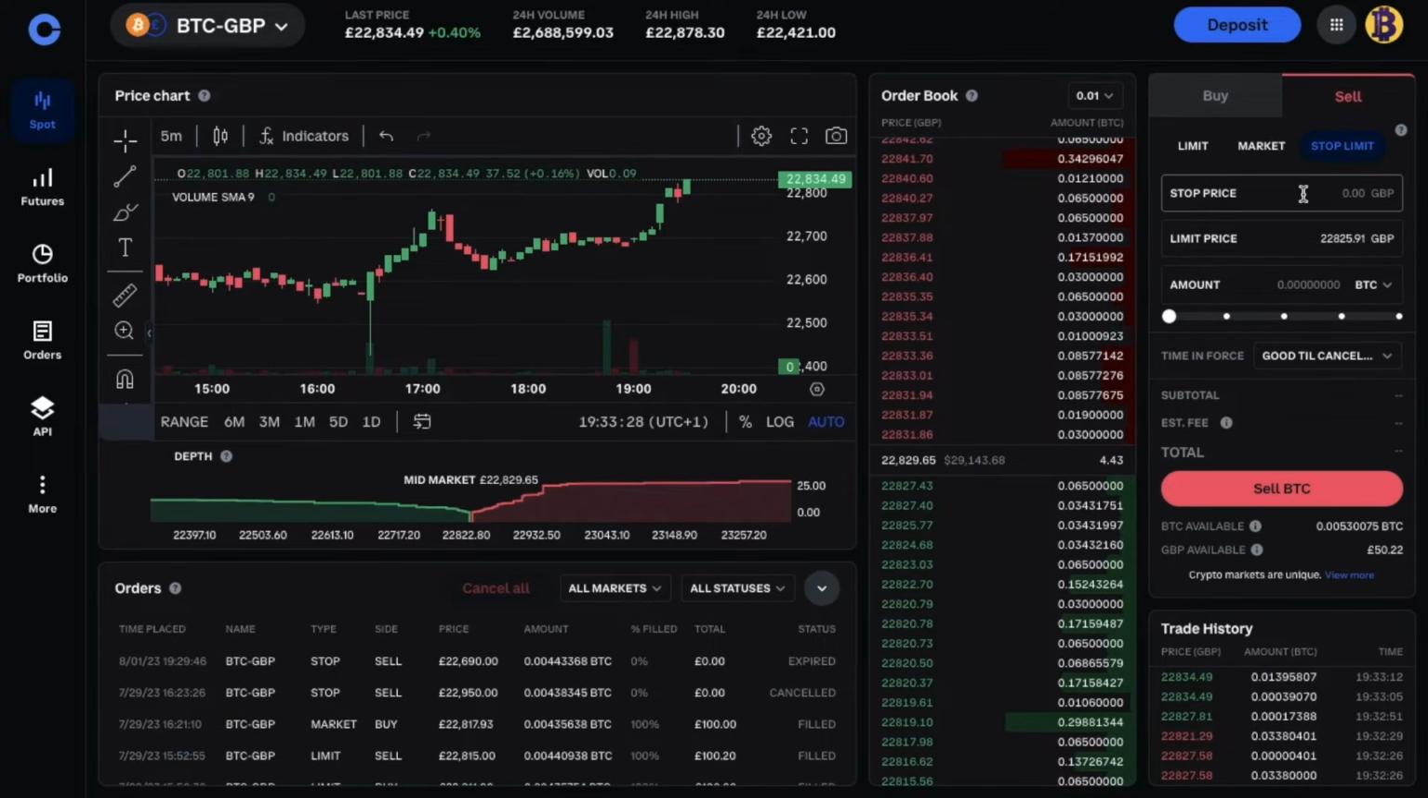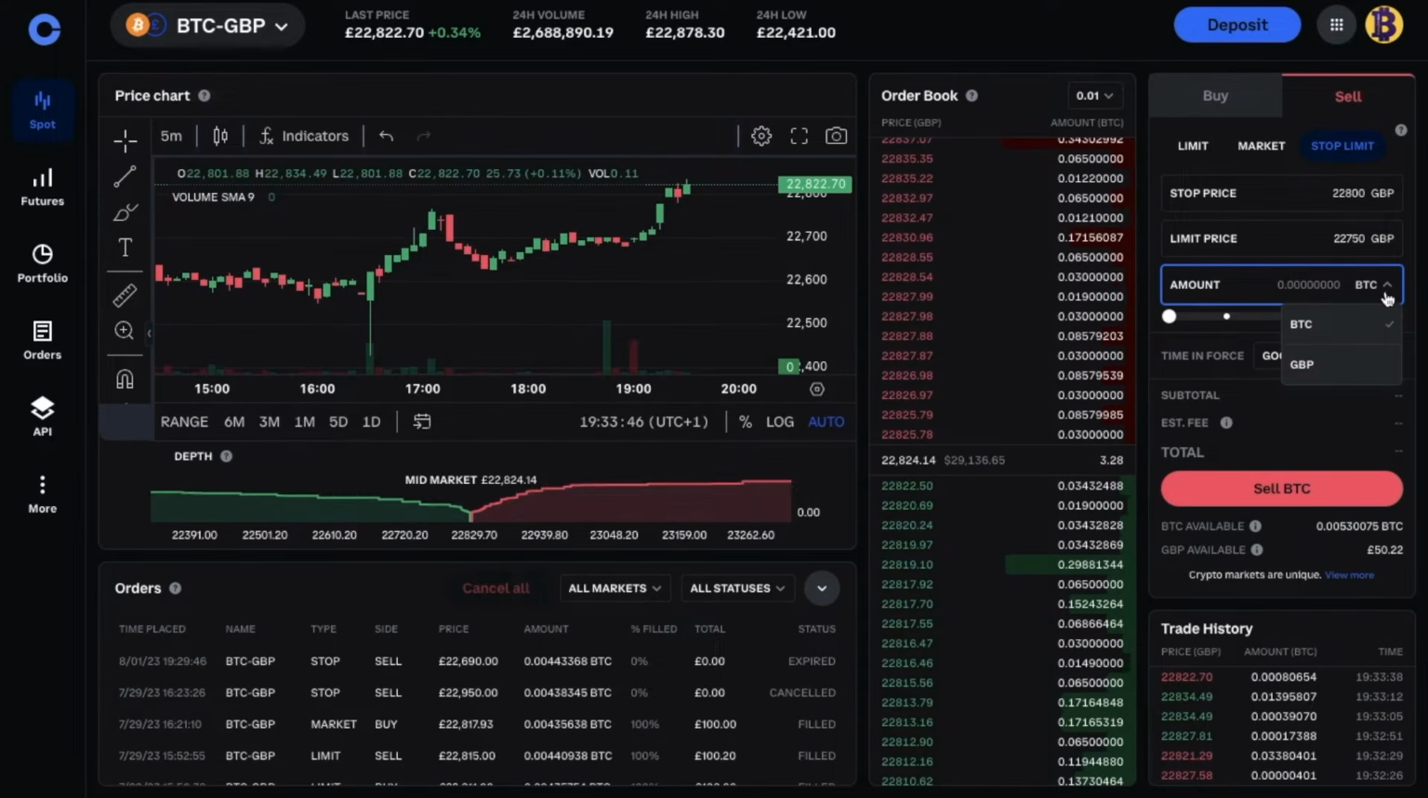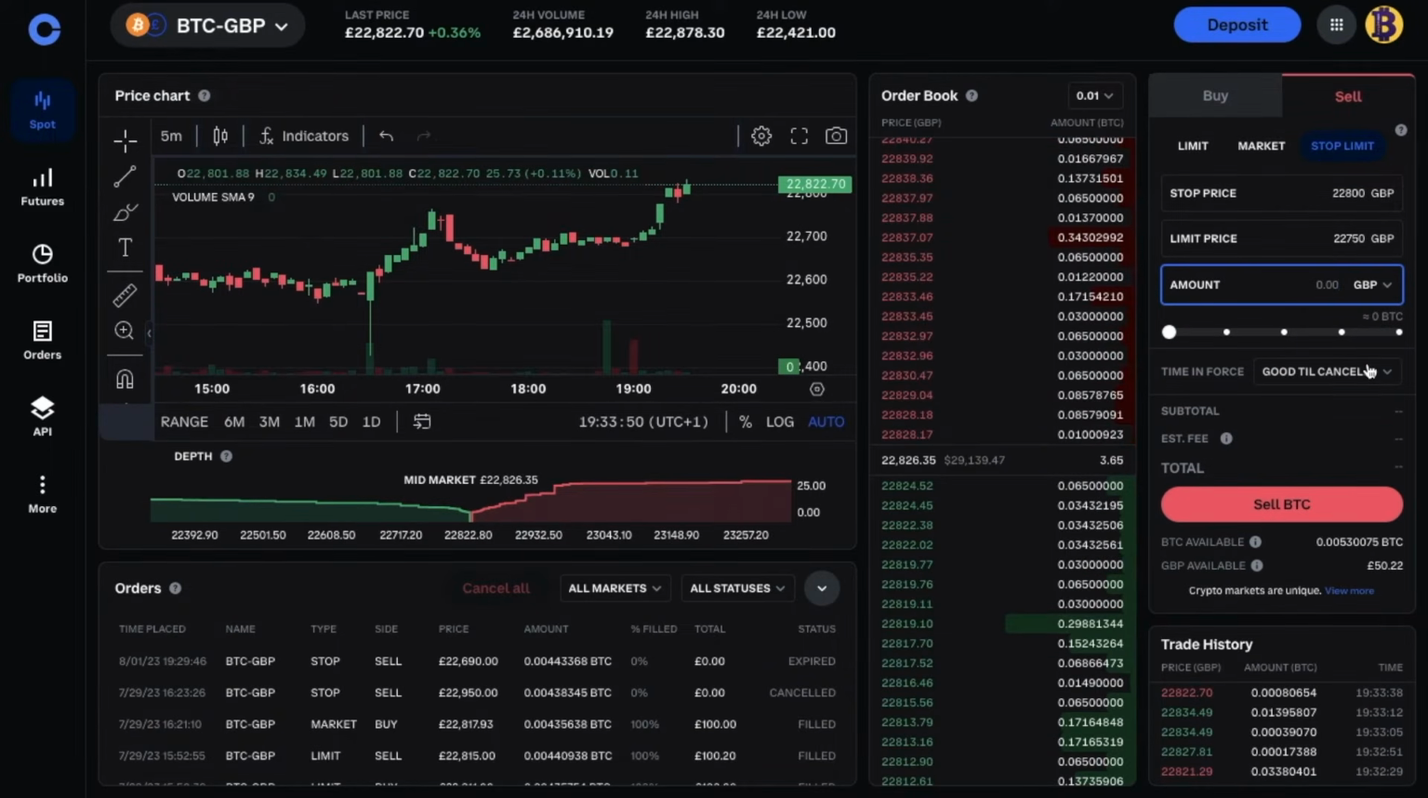If you're holding Bitcoin and the price starts dropping, you could set the stop price to be £22,800 and then a limit price at £22,750. And you then enter the amounts that you want to sell when this happens. And you can choose to either enter this amount in Bitcoin or GBP, which you can select from the drop-down.